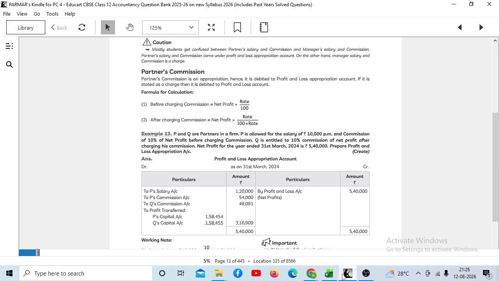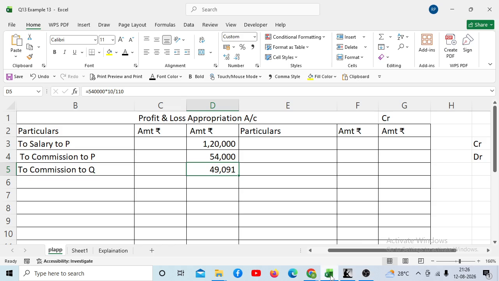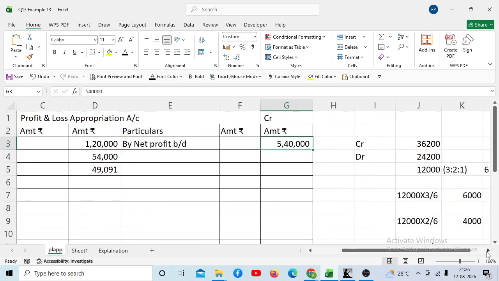What they are telling: net profit for the year ended 31st March is 5,40,000. So can I say profit is increasing? What does your golden box say? If profit increases, it will be written on the credit side. So write it on the credit side: by net profit brought down, 5,40,000.